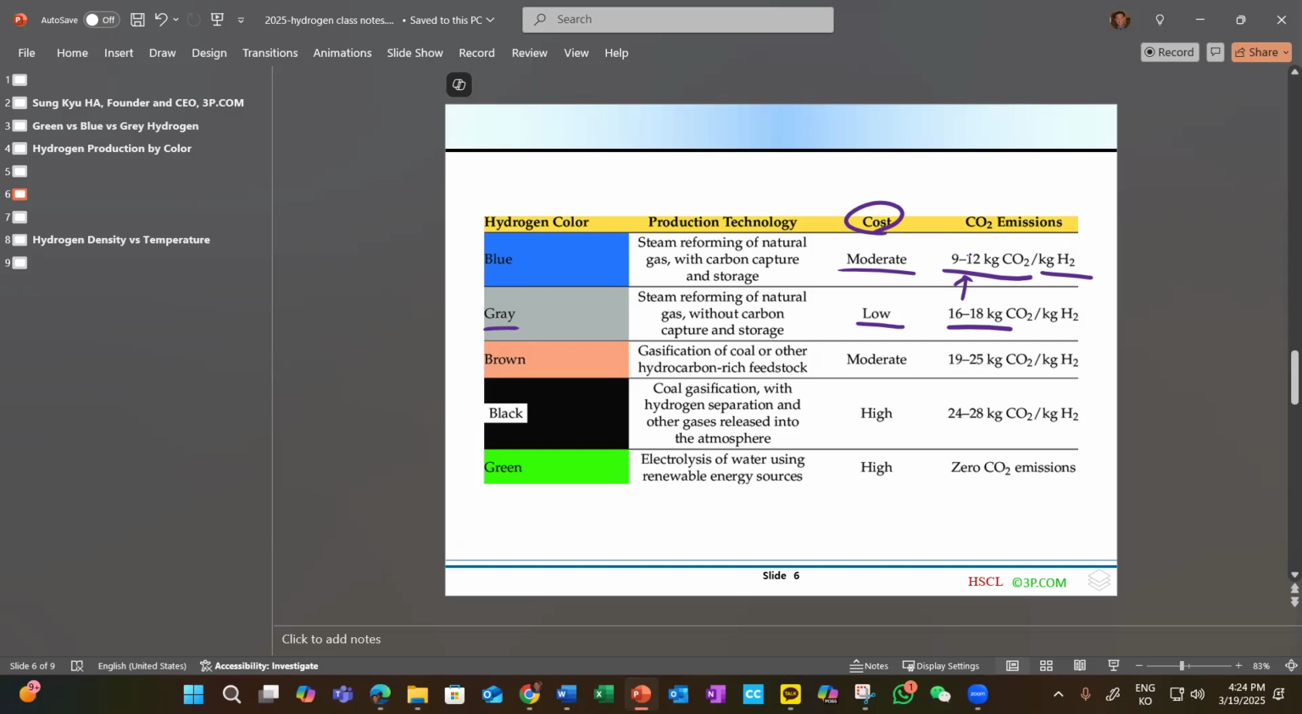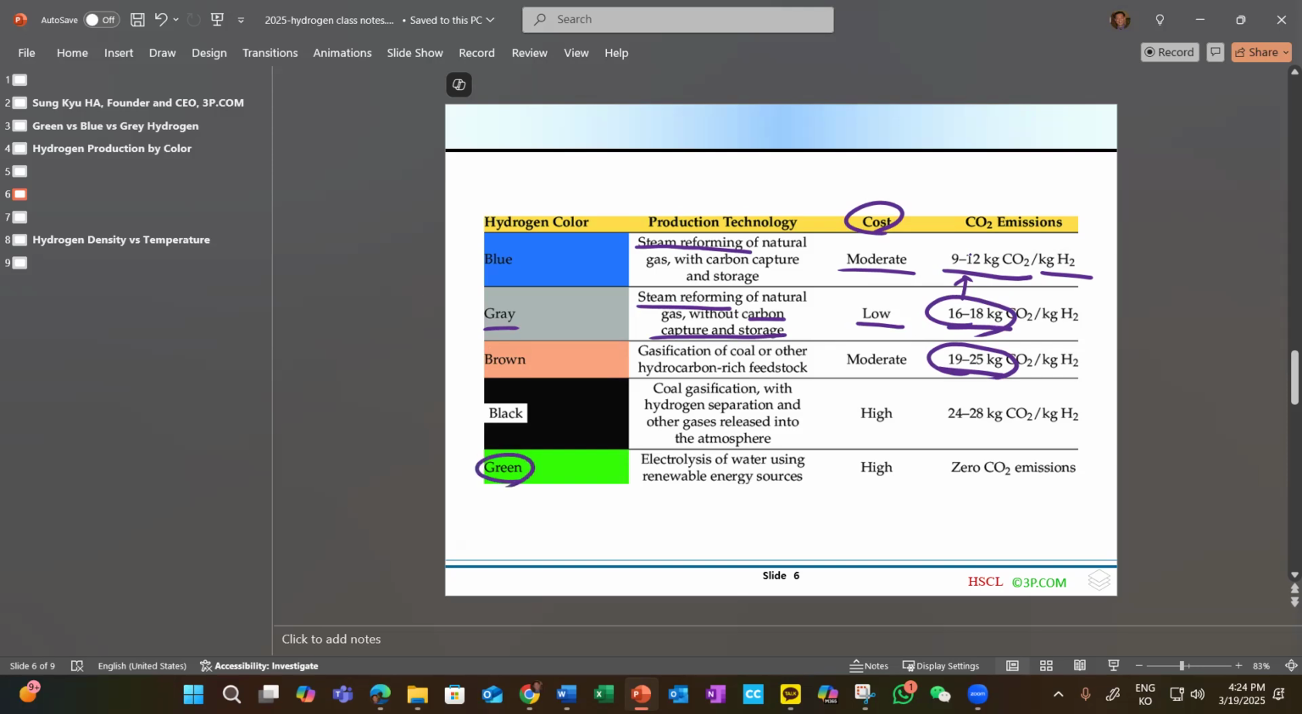This one is also steam reforming of methane. So steam reforming, this is the carbon capture and storage. Well, this is similar, but as you can see, look at how much the CO2 emissions are.